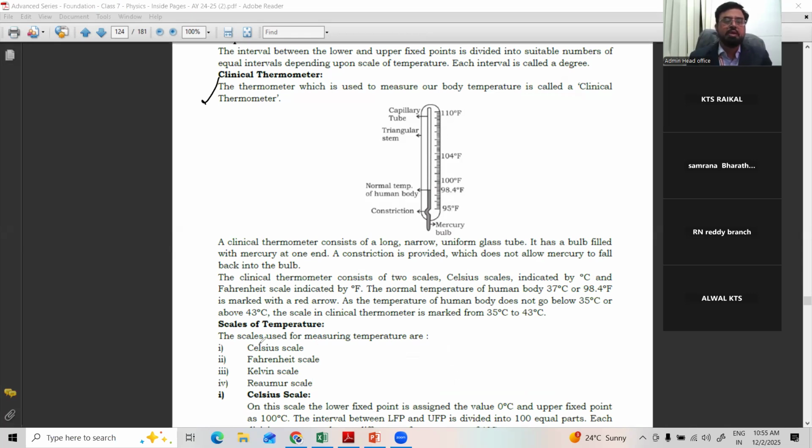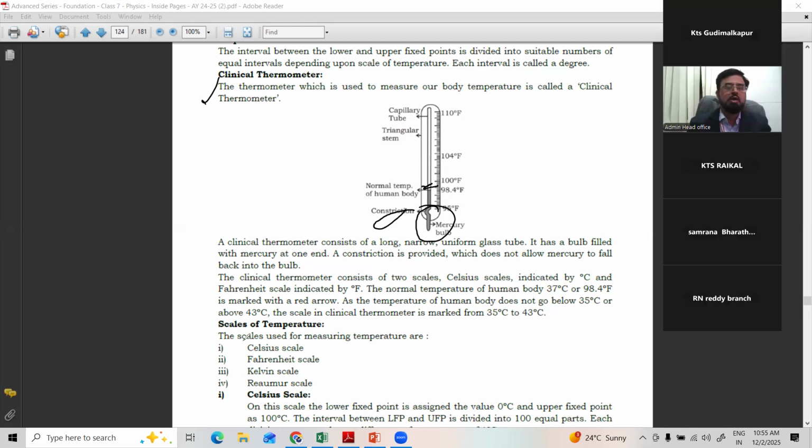It has a bulb filled with mercury at one end of the tube. Here, see, mercury is there. A constrictor, a constriction, is a thin wire which rises on raising of temperature. This is the old type of thermometer, not the digital thermometer. When you keep that in the mouth or armpit, you can find the rising of a wire-like thing. That is called the constriction. A small one. It allows the mercury to fall back into the bulb.